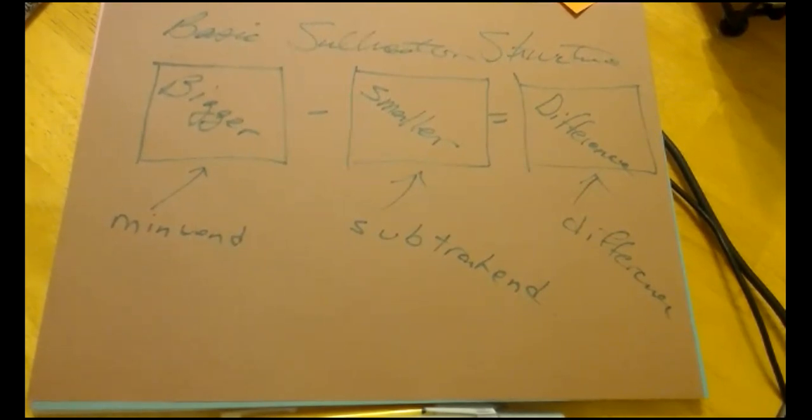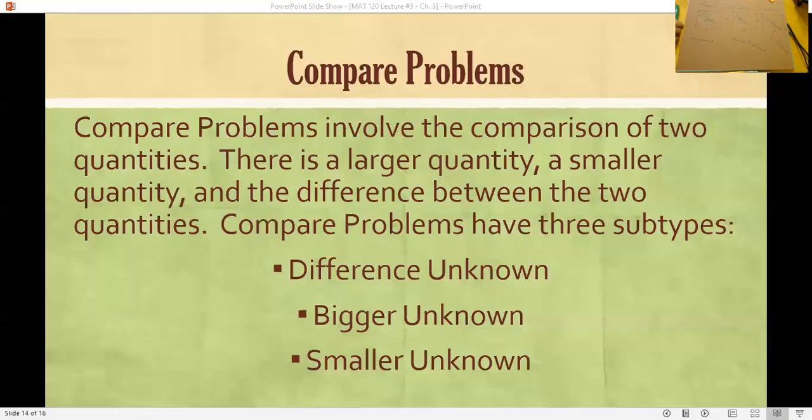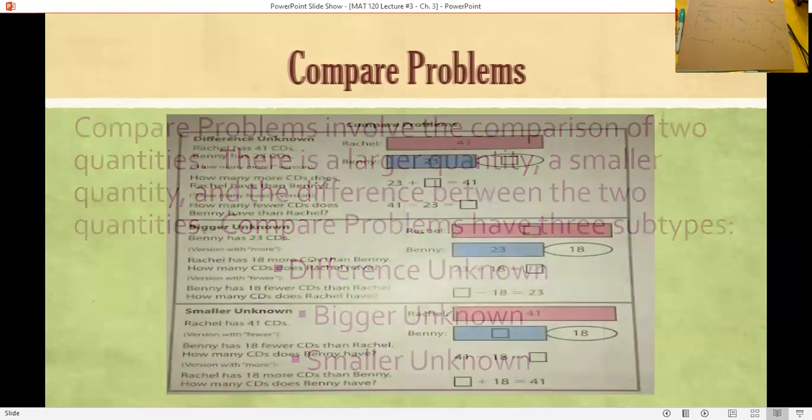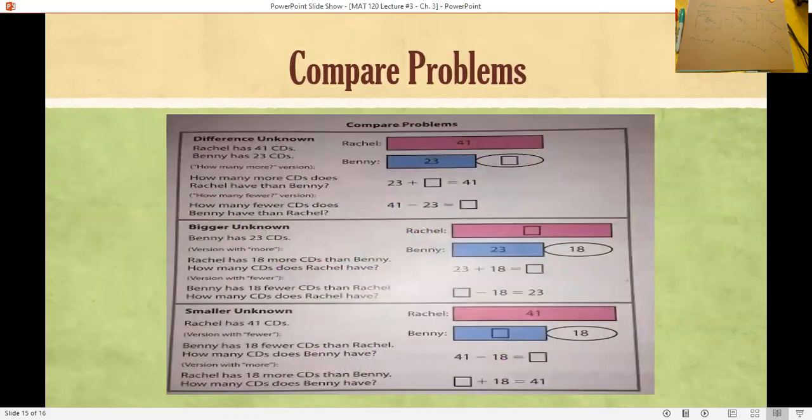So let's look at some examples of compare problems so that we can have a good grasp on what to expect when it comes to compare problems. In the first case, the difference is unknown, meaning the last thing is unknown here. Rachel has 41 CDs and Benny has 23 CDs. So there's two kinds here. How many more CDs does Rachel have than Benny? Or you could say, how many fewer CDs does Benny have than Rachel?